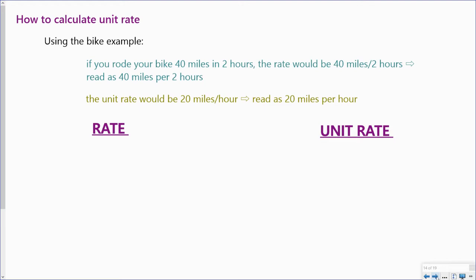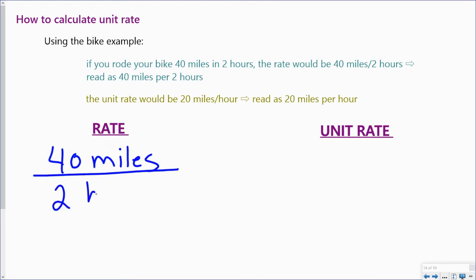Let's talk about calculating this unit rate, and we're going to stick with our biking example. Our rate would be if you rode 40 miles in 2 hours. So our rate for this would be 40 miles in 2 hours. And then we want to make a unit rate. Our unit rate, remember, always has a denominator of 1. So we want to know how far we go in 1 hour.